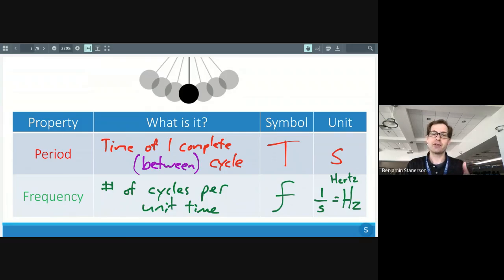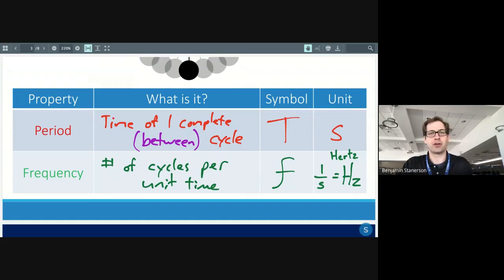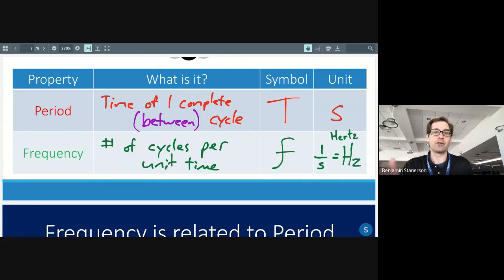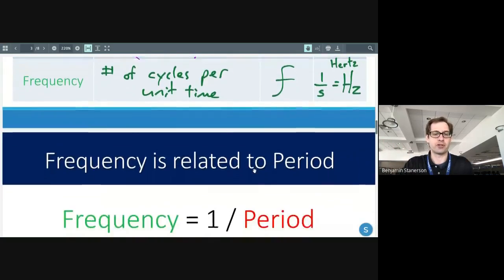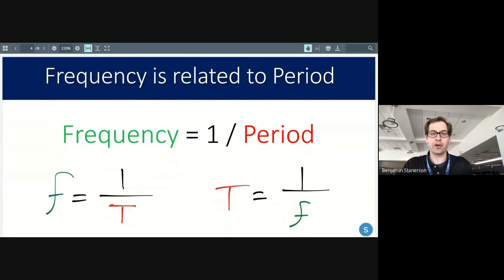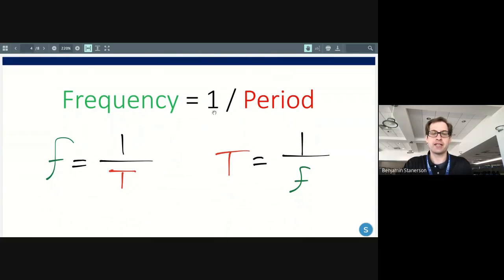Frequency is the number of cycles per unit time. So frequency is actually the inverse of the period, 1 over the seconds. Now that unit gets a special name and is called a hertz. You might have heard that when you talk about frequencies on radio stations, where you're talking about so many hertz. That's the idea of the frequency of the waves and a way of measuring those. So frequency, as I mentioned before, is related to period. The frequency is the inverse of the period, or 1 over the period. So if you know one quantity, you know the other just by taking the inverse of the opposite quantity.